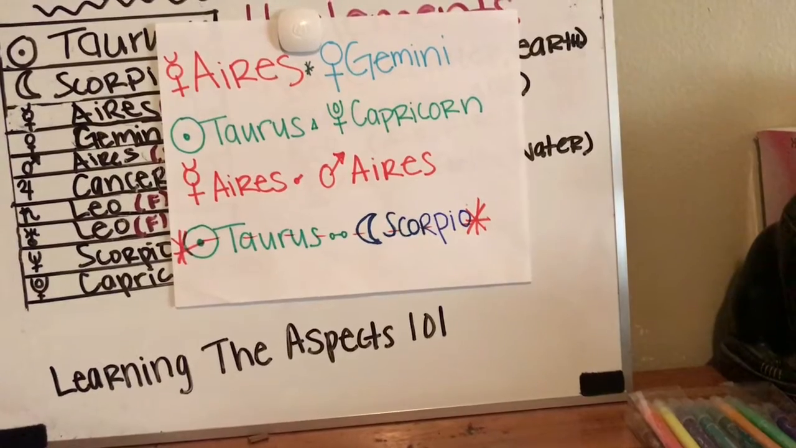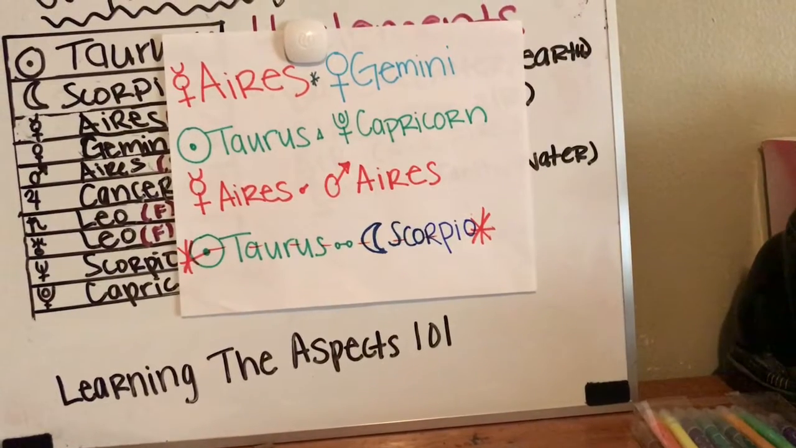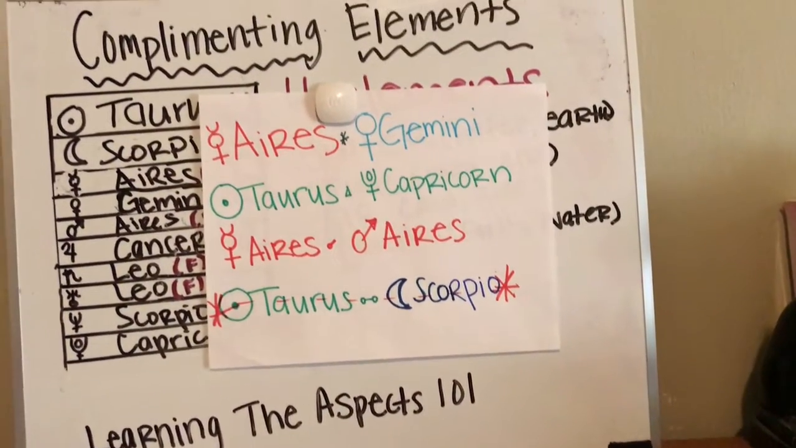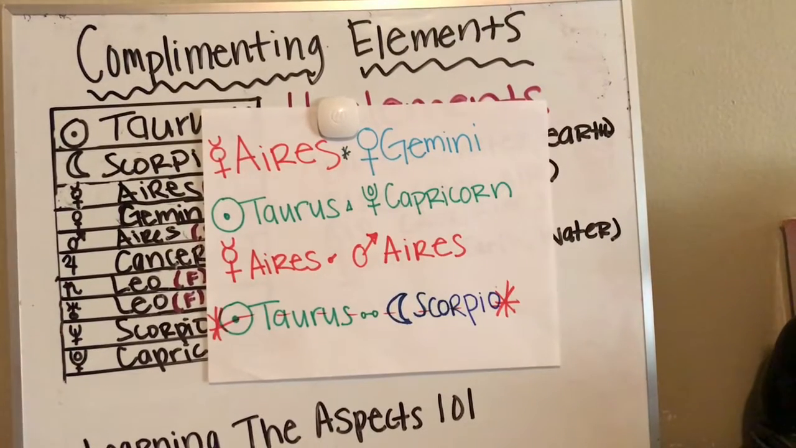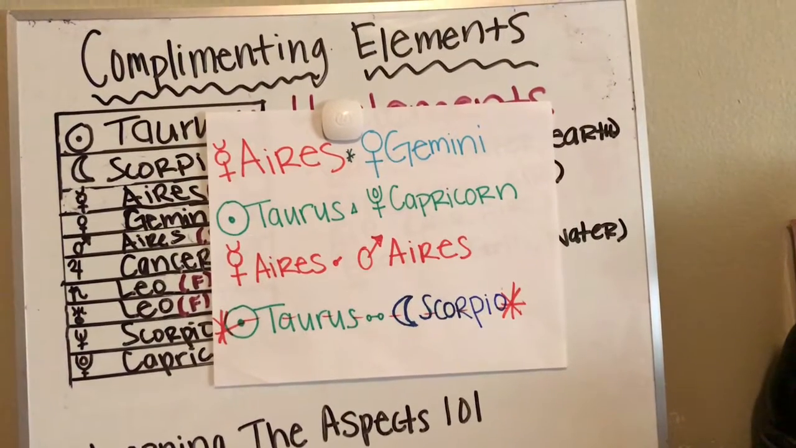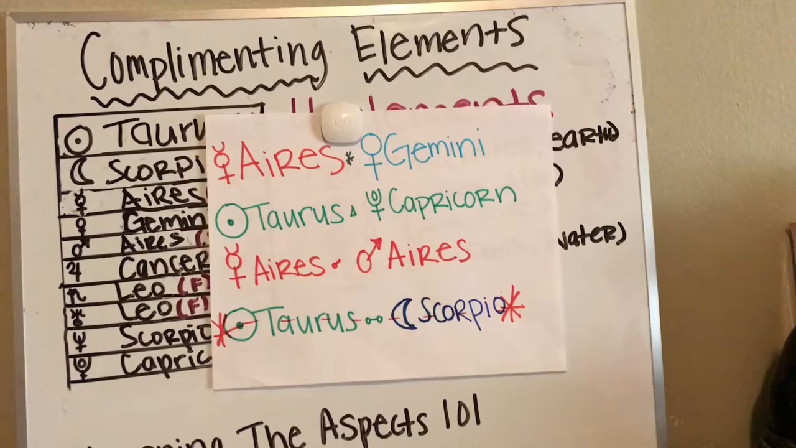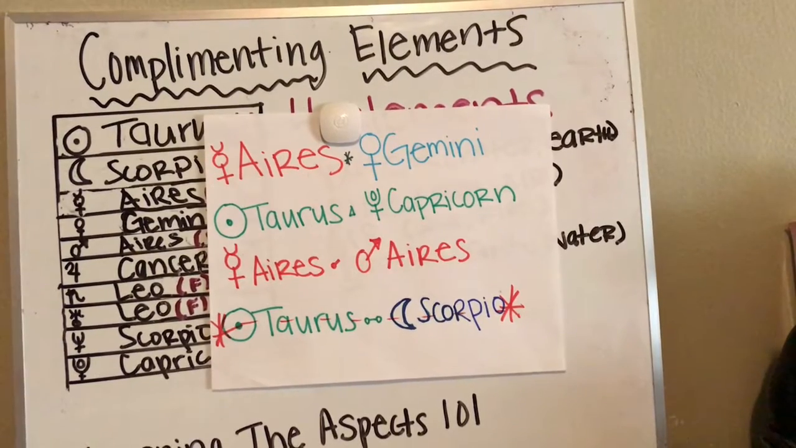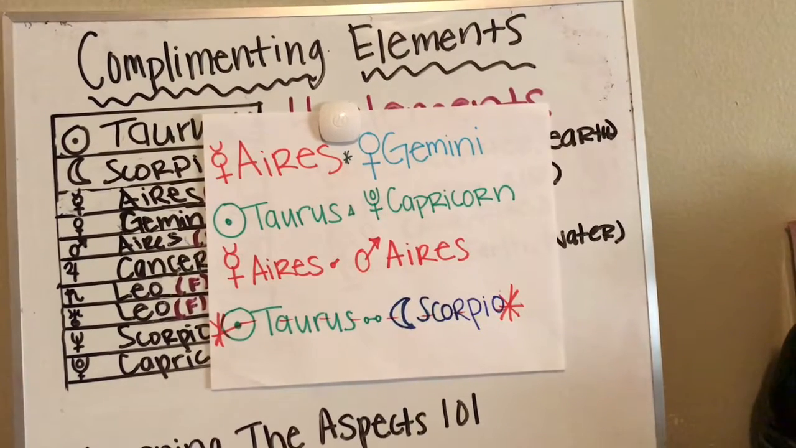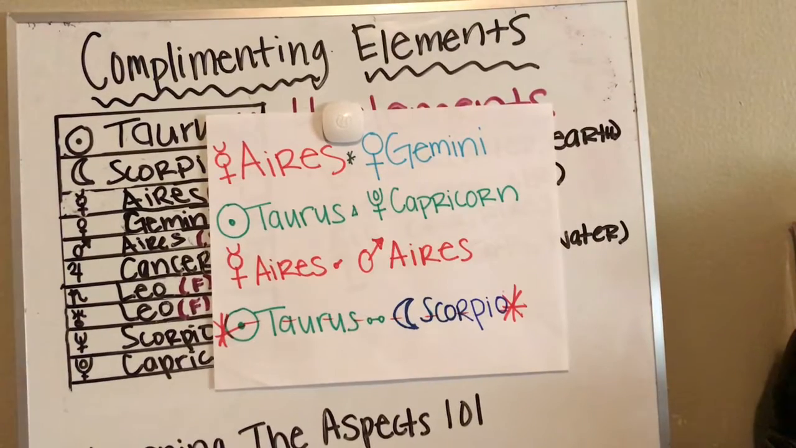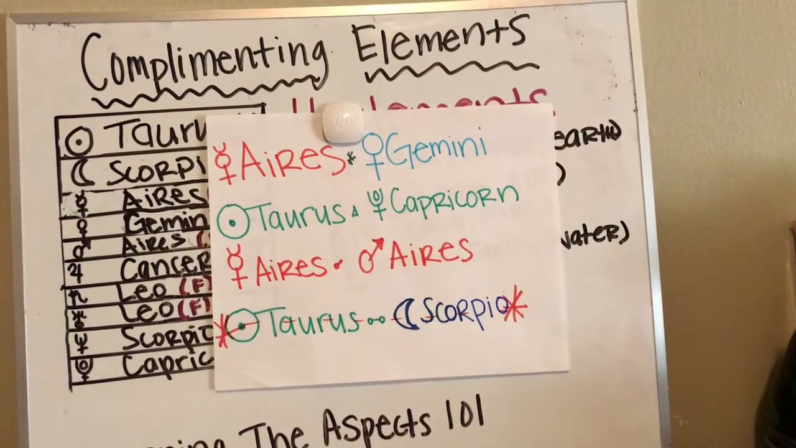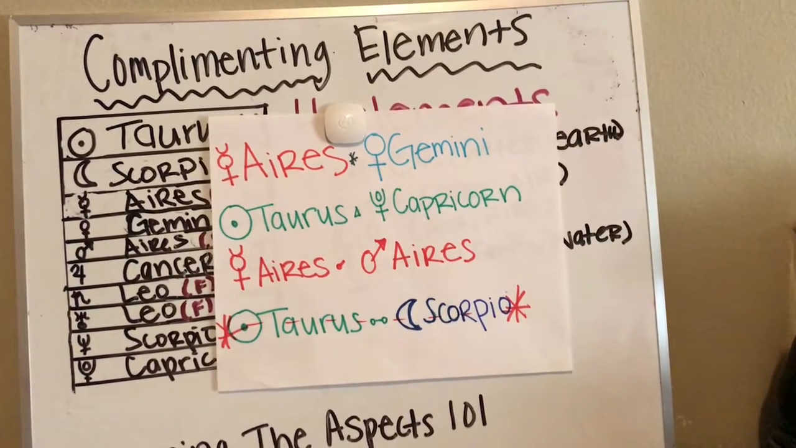So moving along, you'll see our last aspect that we identified, but definitely not the last aspect in this chart. It is the sun, which is in the earth sign of Taurus, in a potential relationship with the moon, which is in the water sign of Scorpio.